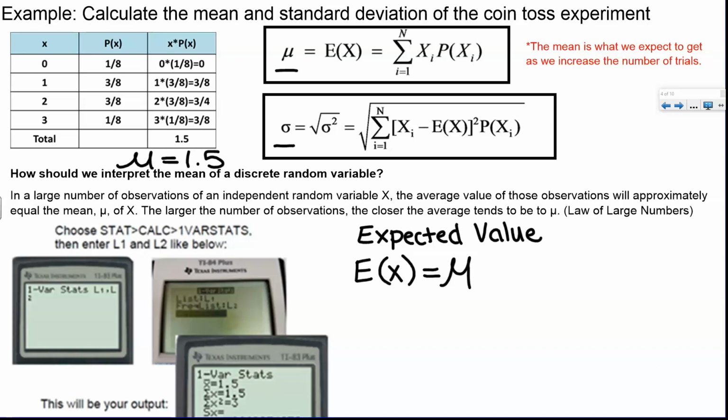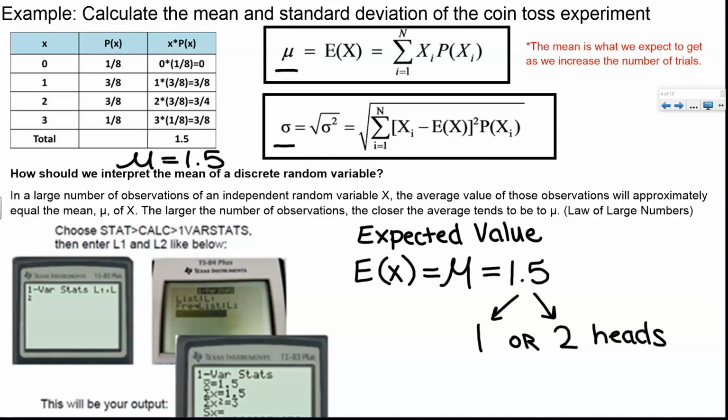Instead of writing it as the mean, they'll say E of x, or the expected value of x, is equal to the mean, which in this case was equal to 1.5. And so that lets us know that in a coin toss experiment, when we flip a coin 3 times, we should expect to get 1.5 heads. Making it make a little more sense with whole numbers, that's telling us we should get 1 or 2 heads.